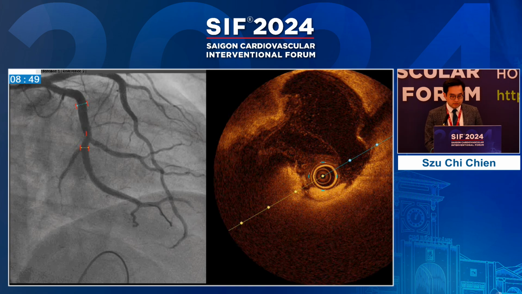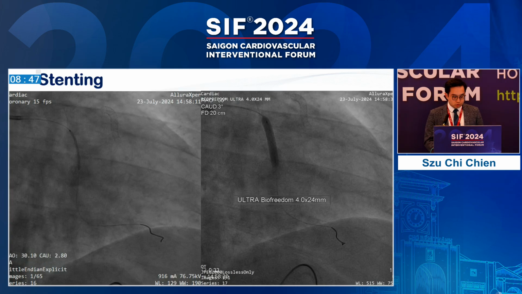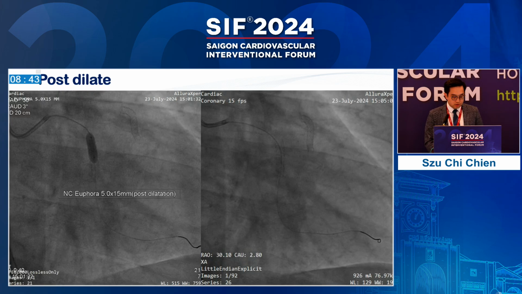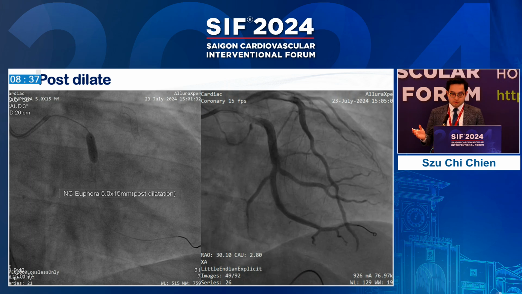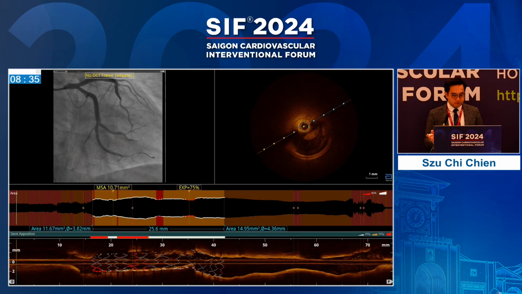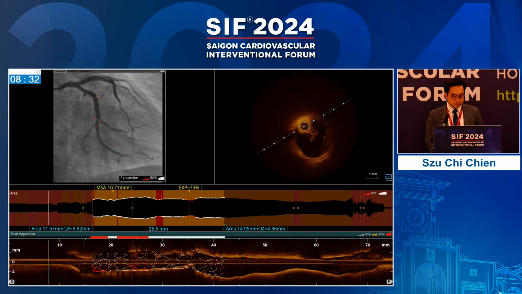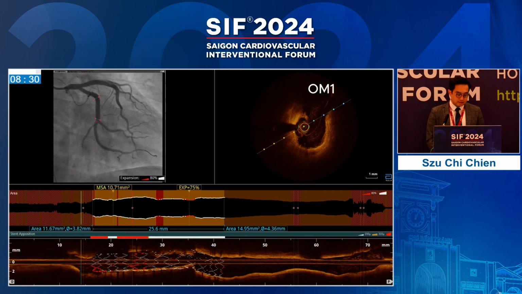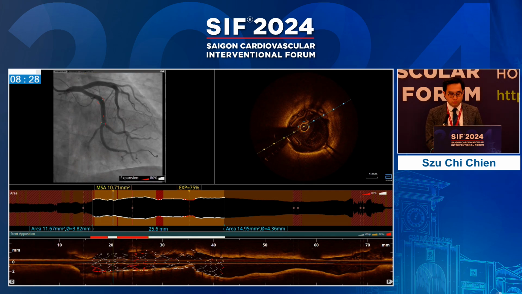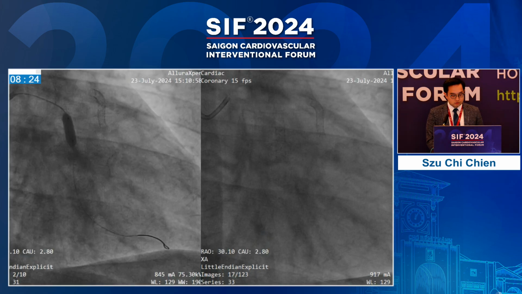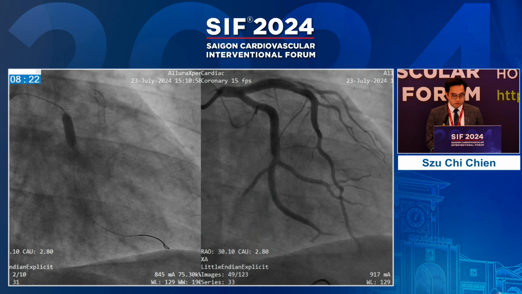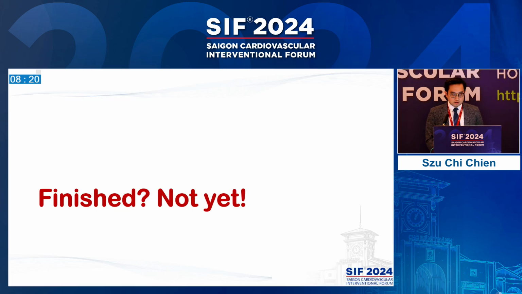So as we can see, we just do stenting using BioFreedom 4.0 and post-dilatation with NC 5.0. Okay, that's good. After that, I do OCT again to check if the stent is well deployed. The stent post-dilatation and apposition is good. After the final post-dilatation, the flow is okay.